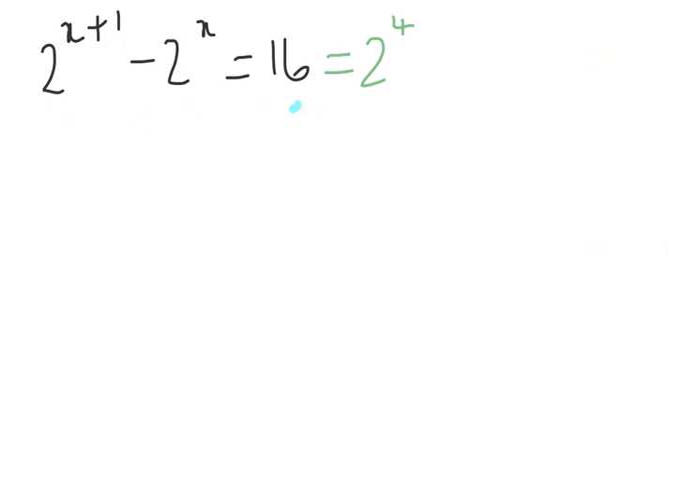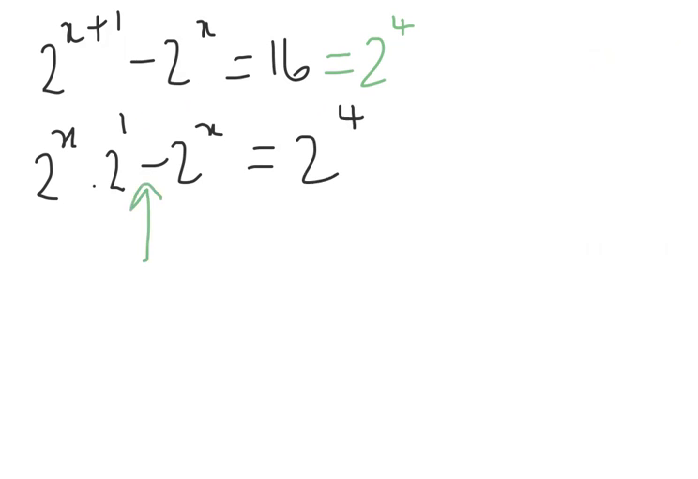Right, so let's see what we can do. So on the left, let's just break this down a bit. 2 to the x times 2 to the power 1 minus 2 to the x equals 2 to the power 4. So this minus is throwing us out a bit. So let's see what we can do there. Okay, I see a 2 to the x here. So this is 2 terms. So we have this term, and there's the minus, and then another term. So that's 2 terms.